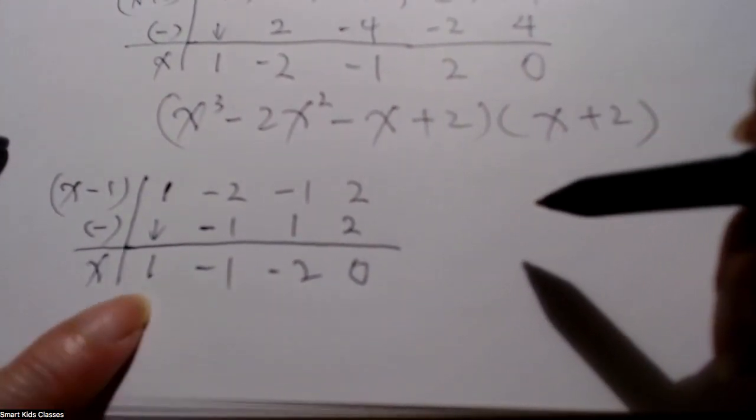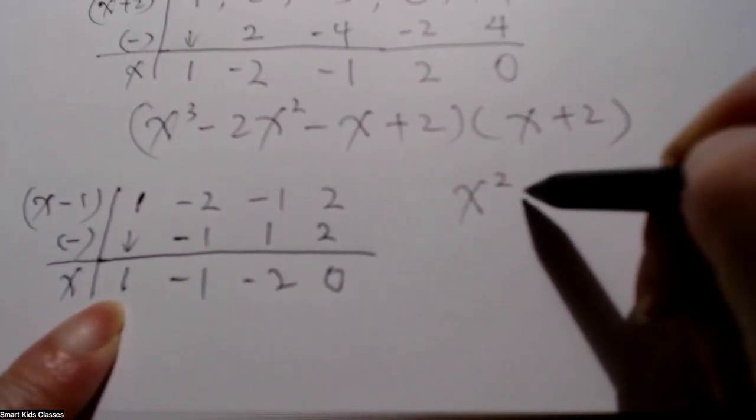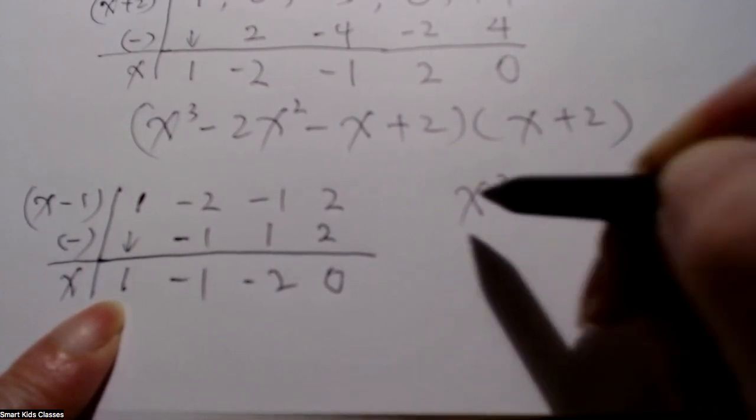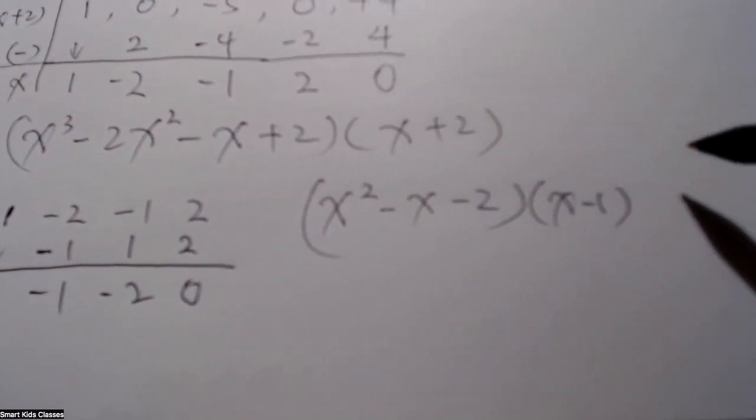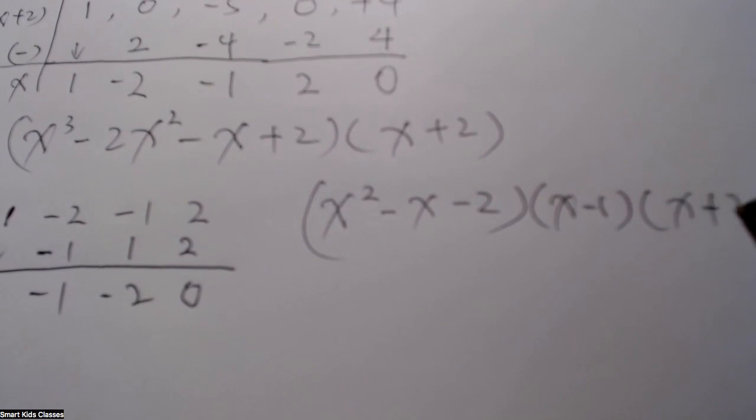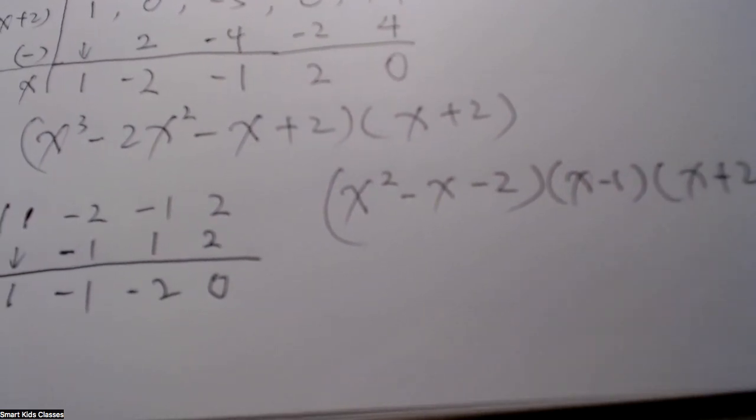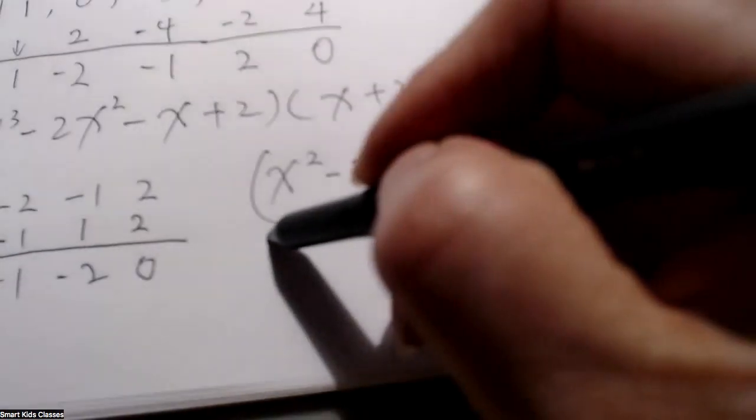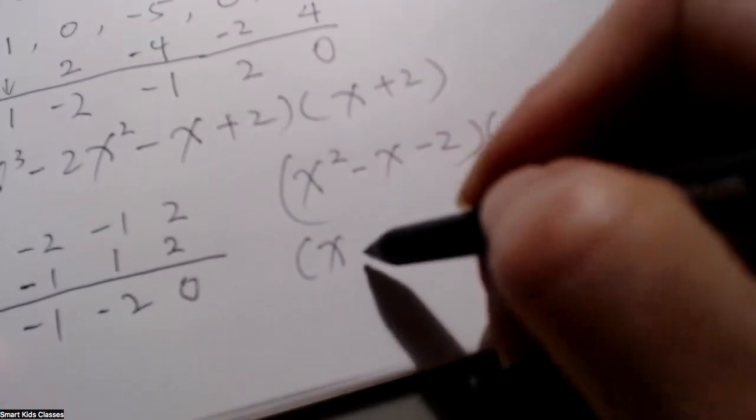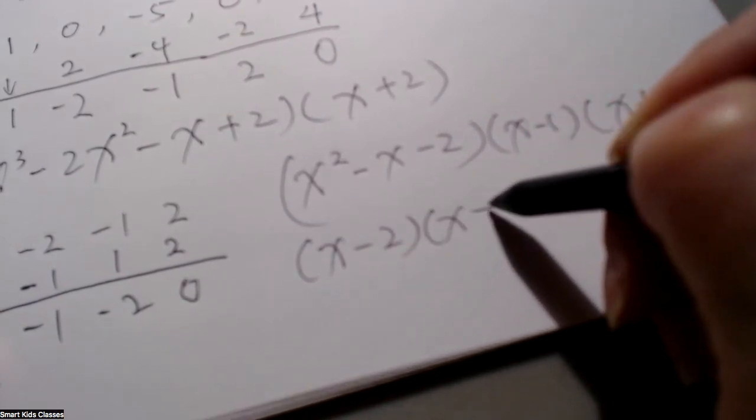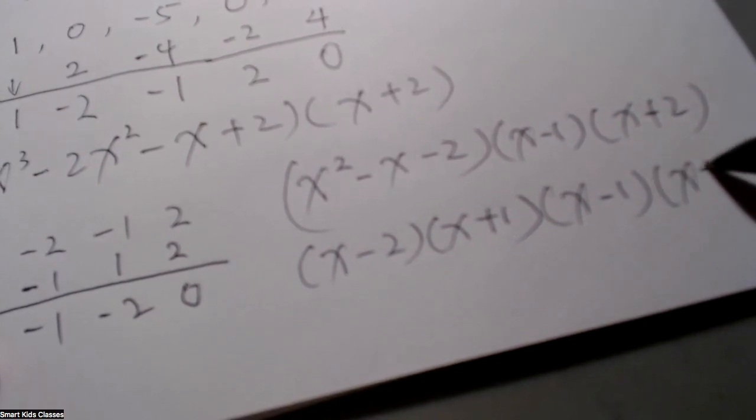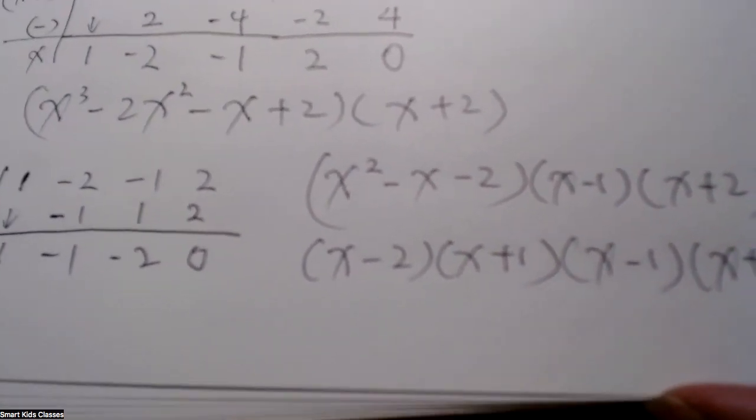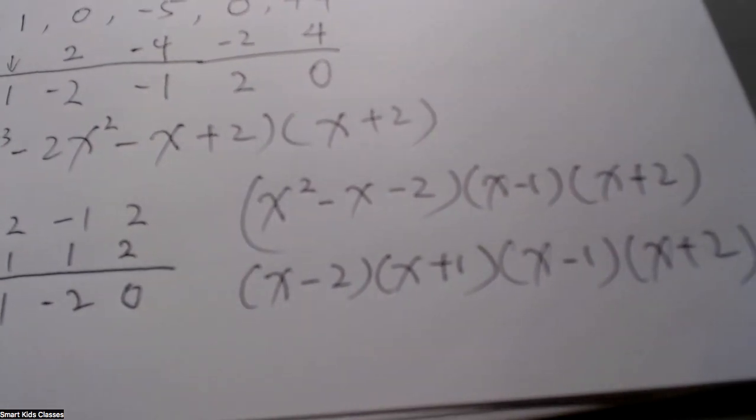Now what is the equation? So the equation, we're going to write it in this sign. So it will be x exponent 2 minus x minus 2. So times this x minus 1 and times x at 2. Now from here, we can continue to factor. So we're going to factor x minus 2 times x at 1 and times x minus 1 times x at 2. Now we have fully factored this quartic equation.